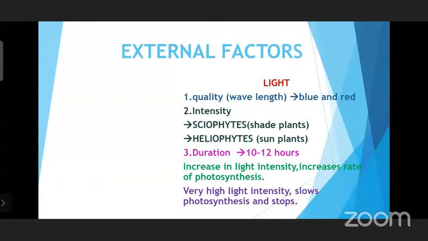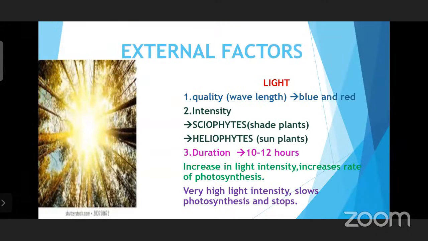So here coming to light, the external factor light is very important, and the quality of light. Sunlight is the main source for plants to undertake photosynthesis, and it is the wavelength. The quality of light means the wavelength. We have the visible light, VIBGYOR 7 colors, and at the blue and red wavelength only, more photosynthesis can take place because chlorophyll molecules are going to get excited more at the blue wavelength and red wavelength.